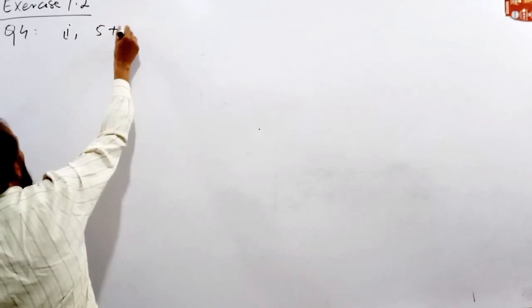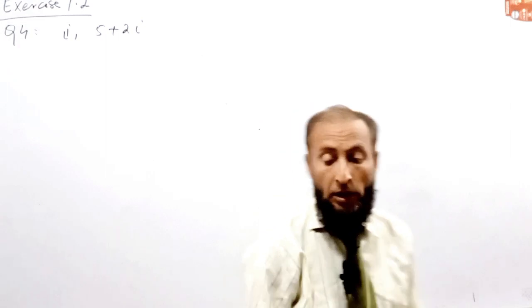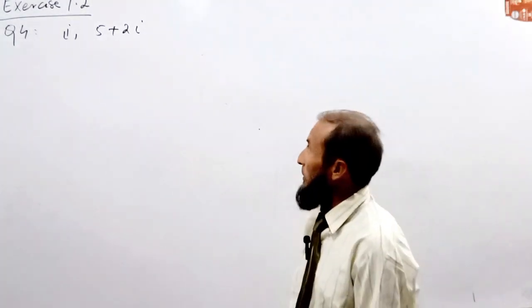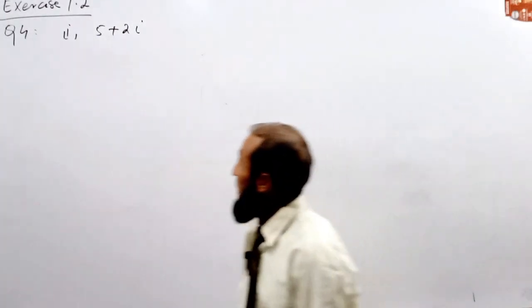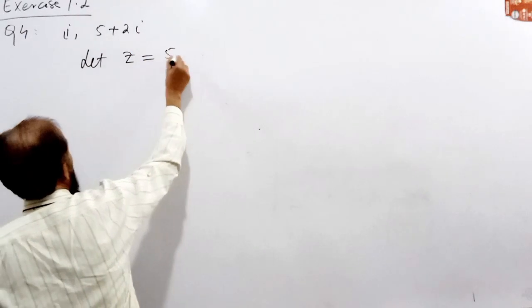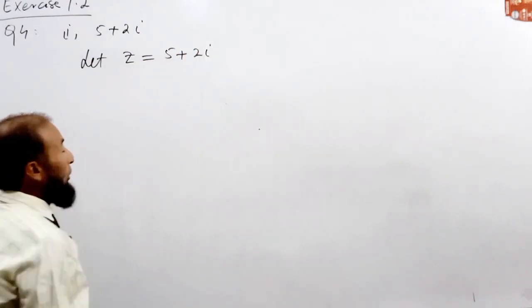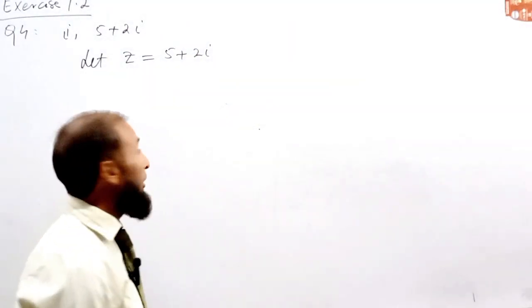5 plus 2 iota. Look here. The name of the complex number is not given, so first of all we give the name of the complex number. Let z be equal to 5 plus 2 iota. Now we require the additive inverse. We are finding the solution of the additive inverse.